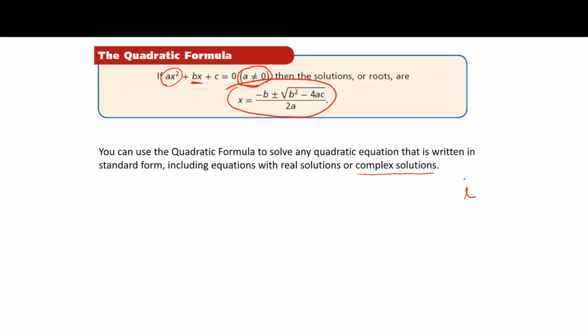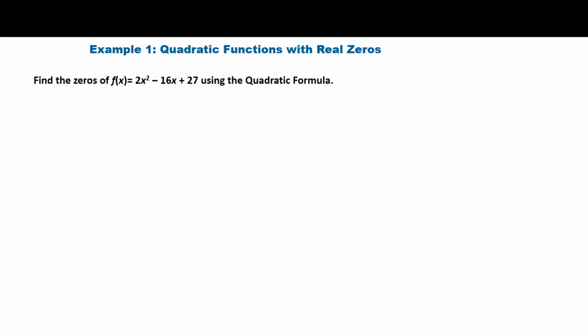All right, let's move on. Okay, let's try example 1. It says find the zeros using the quadratic formula. So in order to use the quadratic formula, we need to know what our a, b, and c are. So a is going to be 2. We get that from right here. b is negative 16. That's right there. And our c is 27.